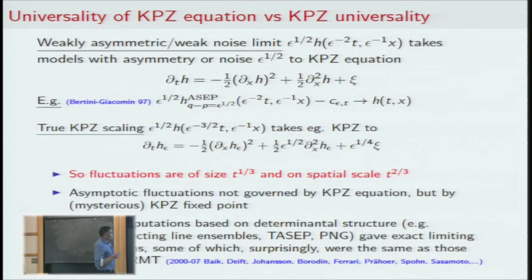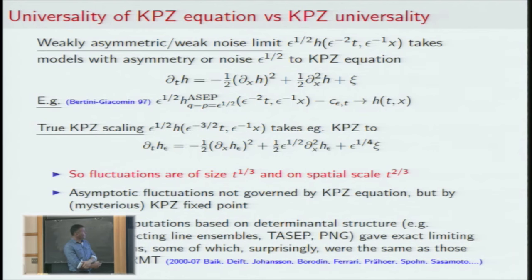So anyway, in the true KPZ scaling, the fluctuations are of size t to the 1/3. And now you can see the spatial scale, because this is epsilon minus 1. The spatial scale is t to the 2/3. Okay. So just remember, the asymptotic fluctuations in the class are not governed by the KPZ equation. Your problem, if you want to show the Eden model has these fluctuations, not to prove it converges to KPZ, but to prove directly, go straight to this true KPZ scaling. Okay.